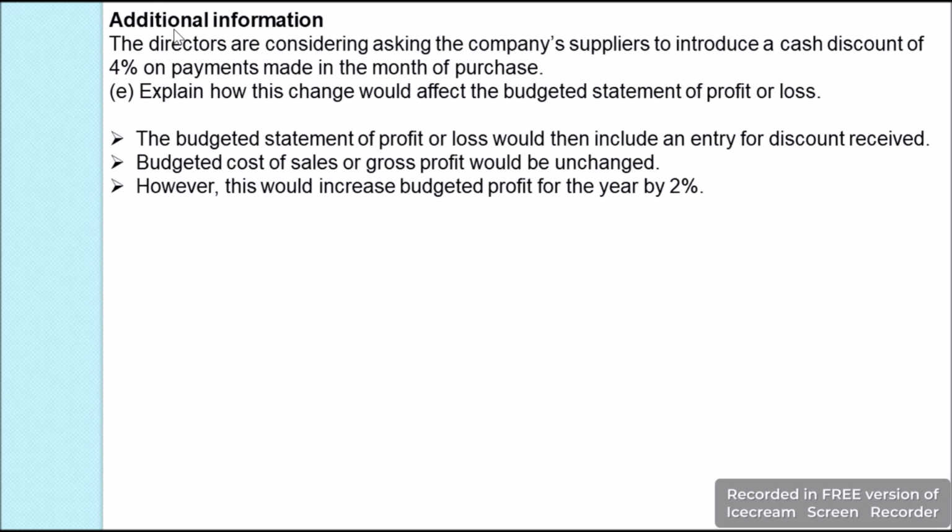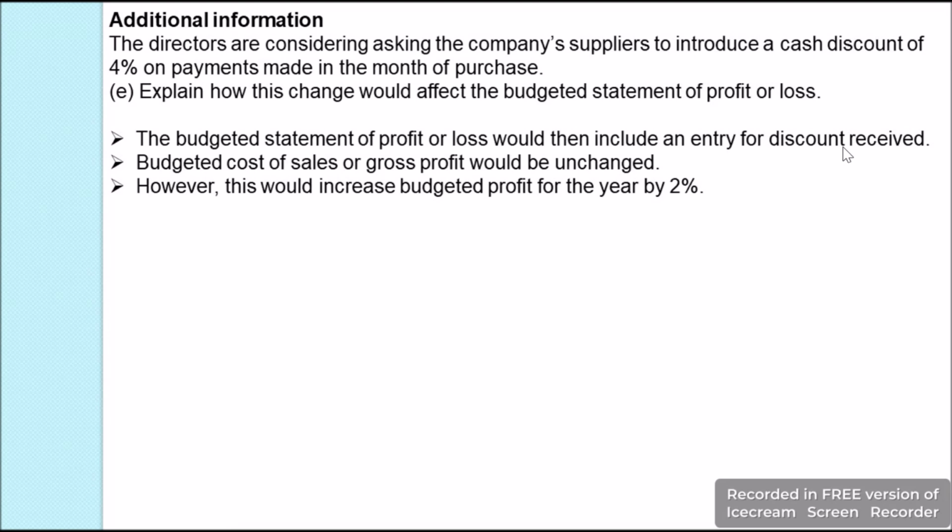Next, additional information is given which states the directors are considering asking the company's supplier to introduce a cash discount of 4% on the payment made in the month of purchase. In the requirement of the question, we are asked to explain how this change would affect the budgeted statement of profit or loss. You see, this cash discount will be treated as the discount received, and now how are we going to treat this discount received in the statement of profit or loss.